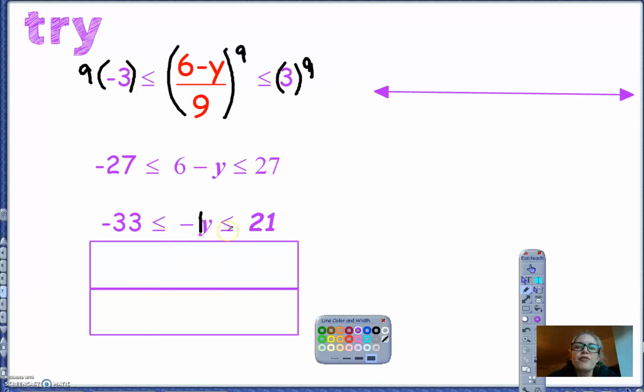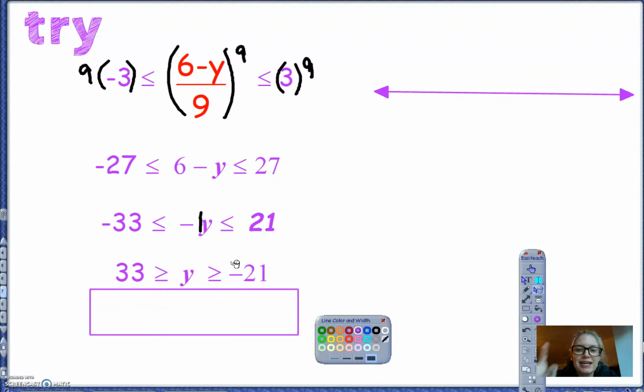You divide everything by -1, you get a positive 33, less than or equal to y, which is less than or equal to, oh, we divided by a negative. Ding, ding, ding. Divided by a negative here, and we flipped our signs. Wow. Okay, we got to remember to do that. So now we have this.